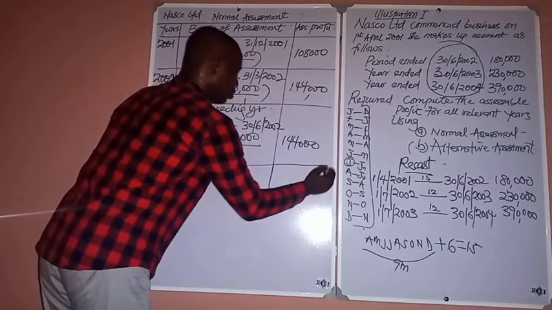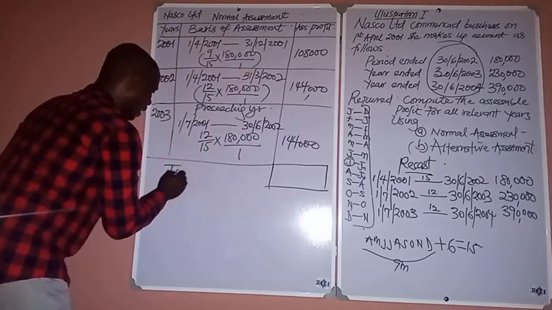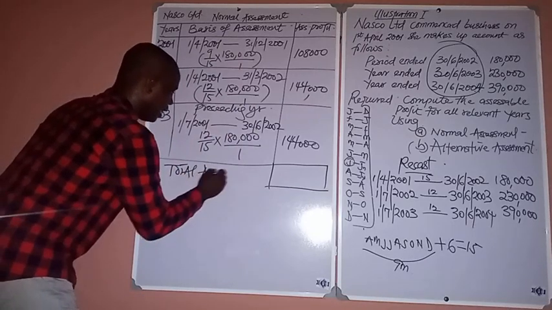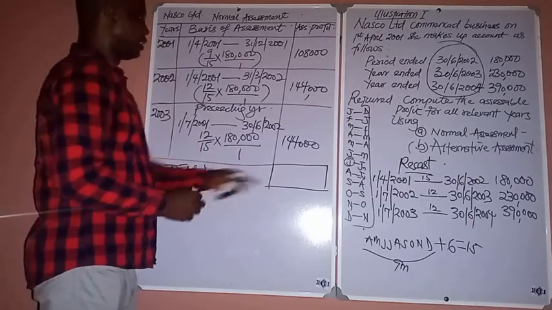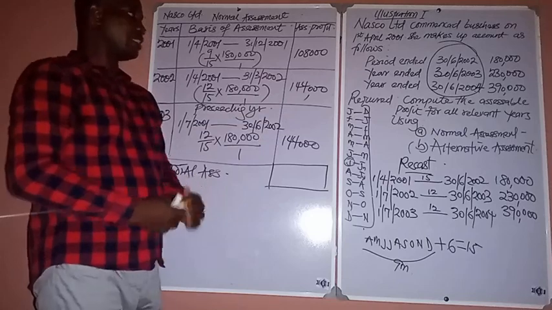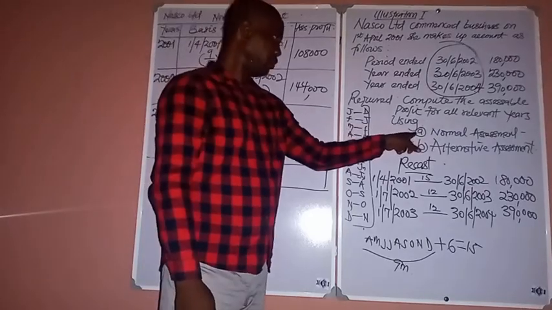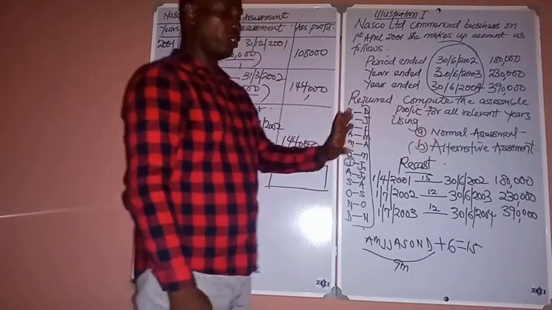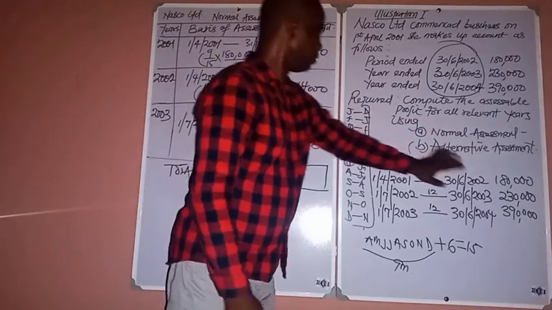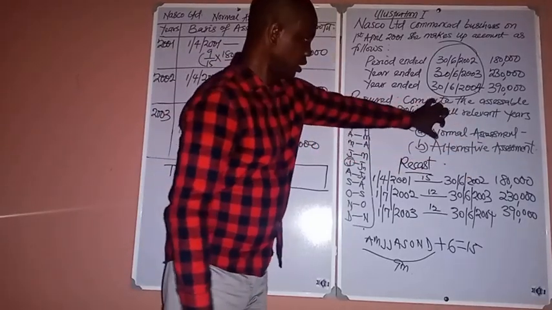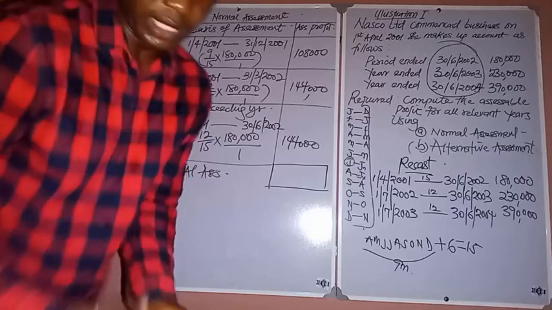So what we're going to do is to add up to get the total assessment. We're going to add this, and that will be our answer to part A of this question, because the question is in 2 partitions. A says normal assessment, B says alternative. So this first one is concluded here. Let's get the final answer.